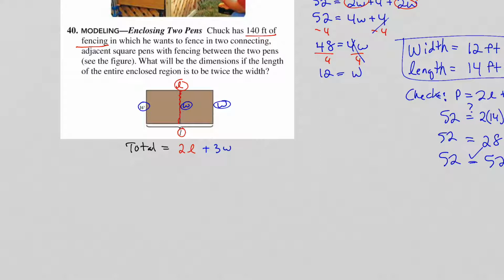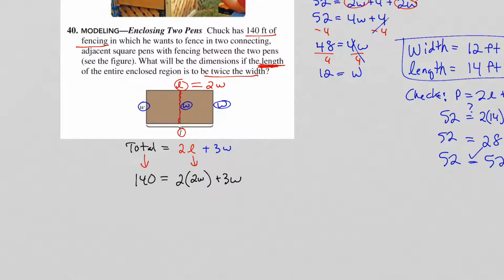All right. Now, what's the other clue here? Right here, what will the measure? The length. Okay, so L is going to equal what? Twice the width. So twice the width, 2 times W. So all we're going to do is replace now the total and the L. So the total was 140. The L is 2W. Okay, and the other one stays the same.